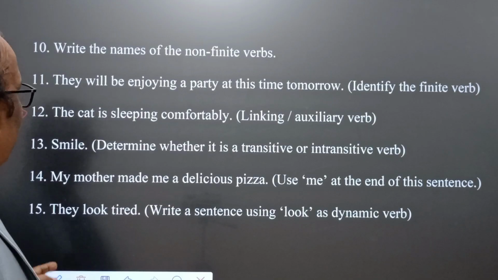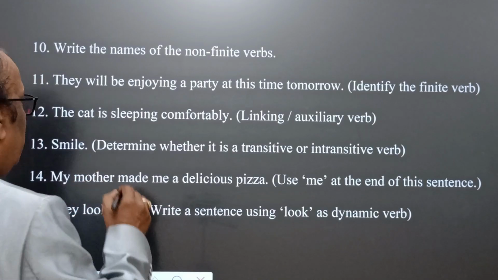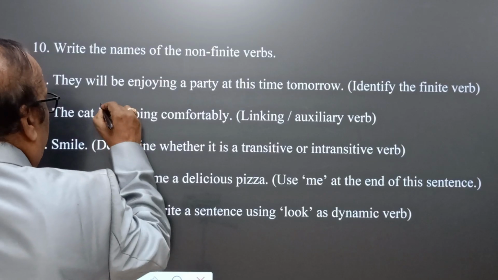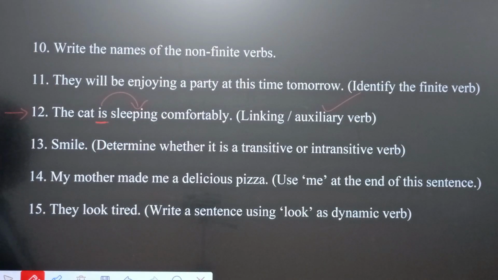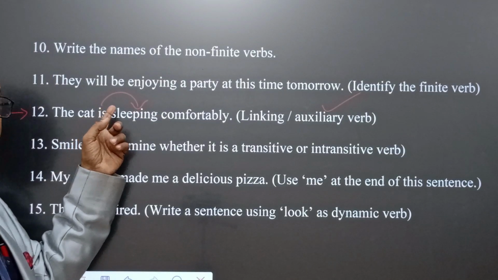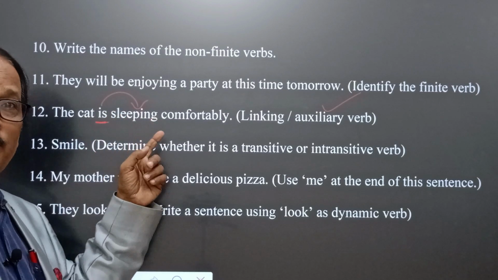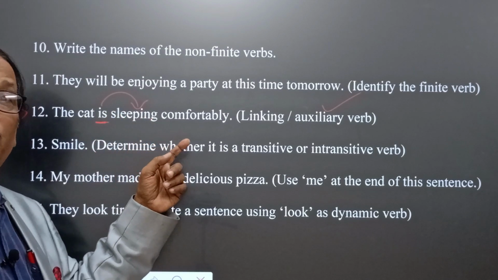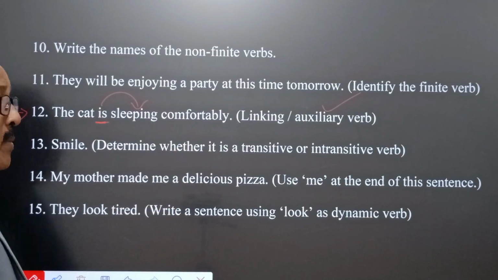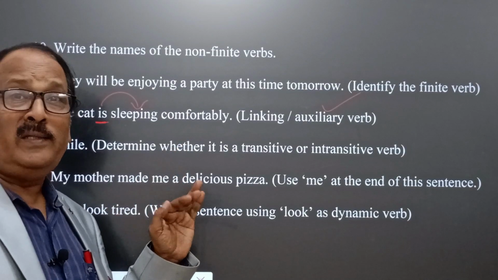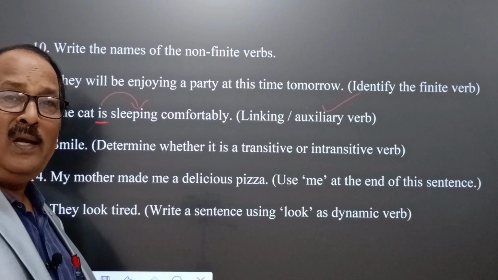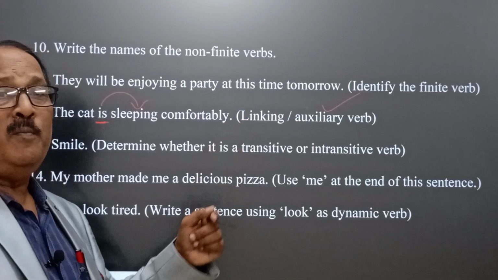Question number 12. The cat is sleeping comfortably. Here is is an auxiliary verb because is helps or supports sleeping in expressing complete meaning. But if we say the cat is ill, then definitely is here is a linking verb.